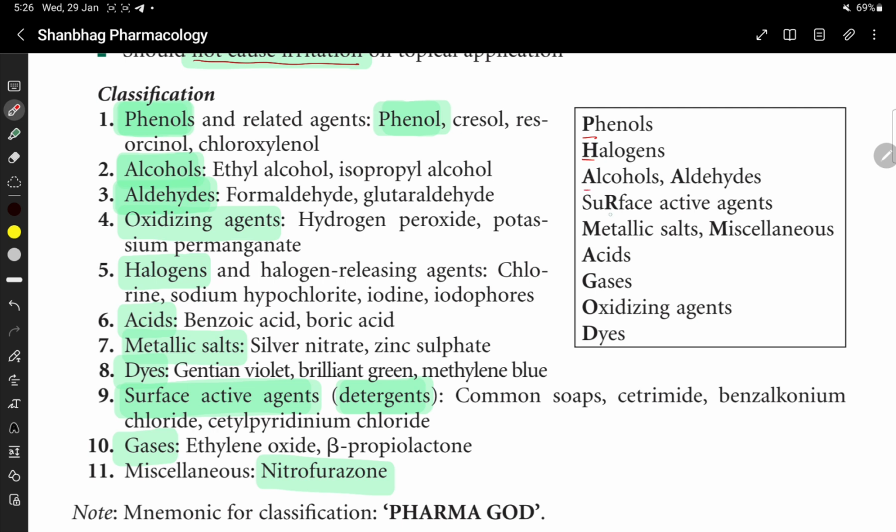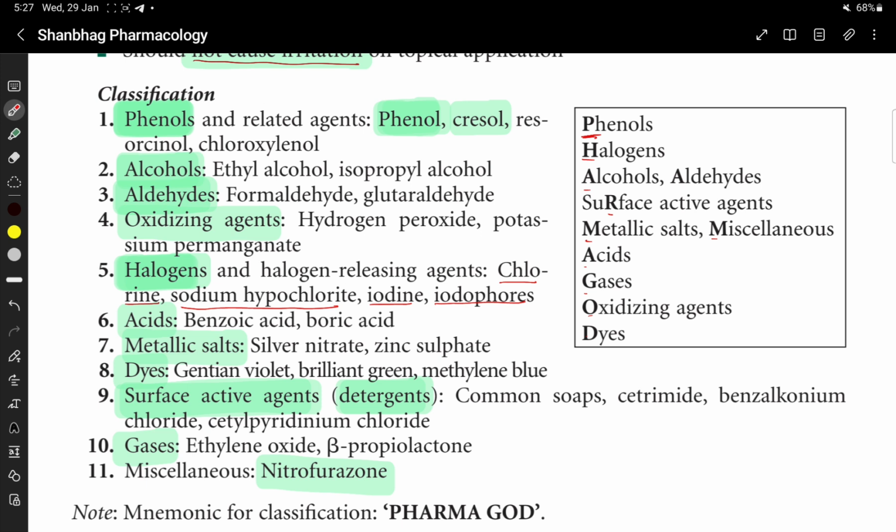Pharma God. P for phenols. Phenols and related drugs like phenol and cresol. Then H for halogens. Halogens and halogen releasing agents like chlorine, sodium hypochlorite, iodine and iodophores.